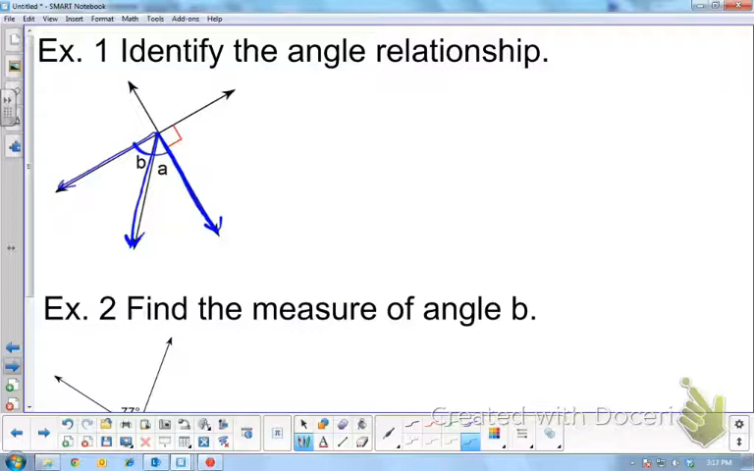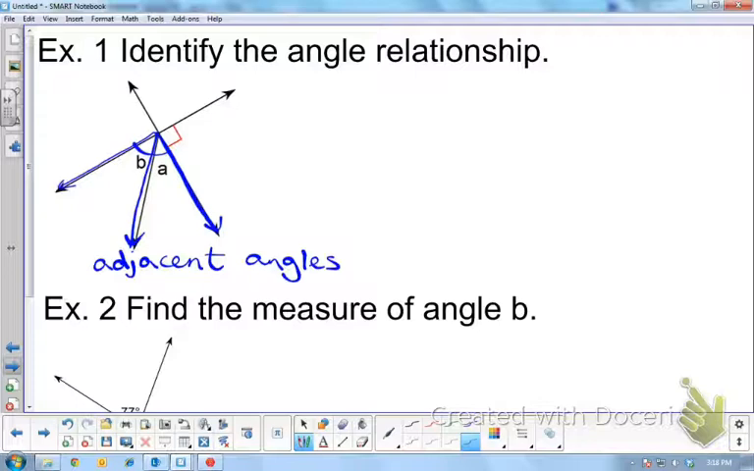So we think through all the definitions. Vertical angles are across from each other. Well, these angles are right next to each other, and that actually has its own name. We call angles right next to each other adjacent angles. Adjacent meaning next to. Okay, so those are next to each other, so they're definitely not vertical.